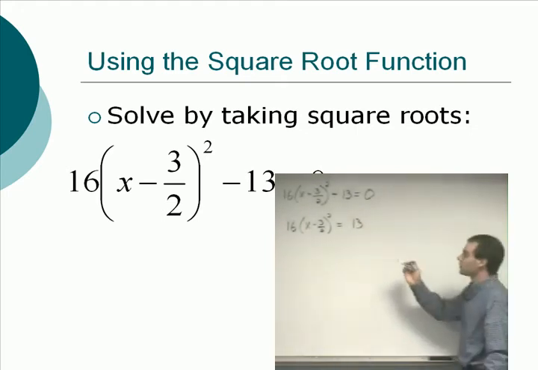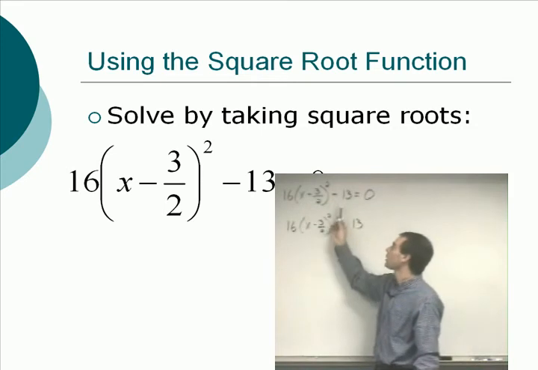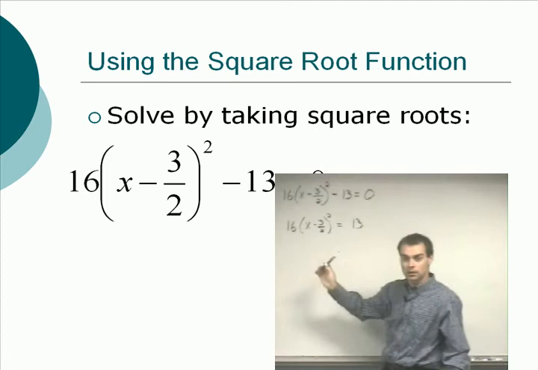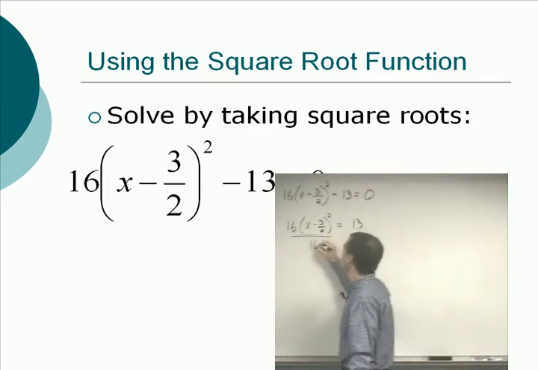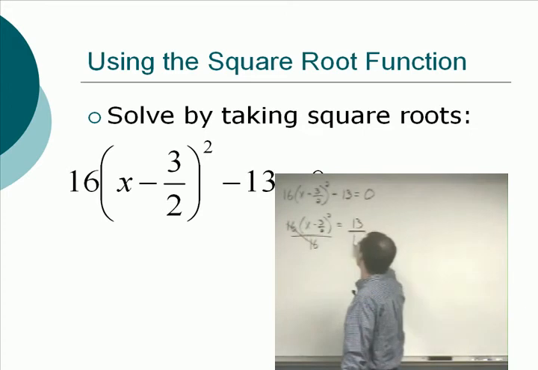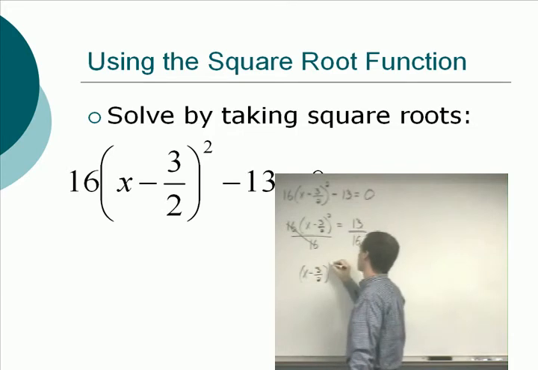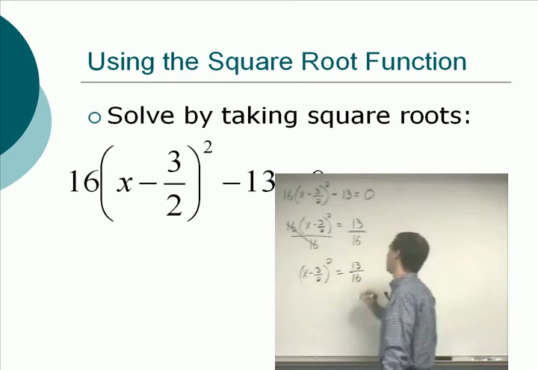Now, if my goal is to get everything stripped away from the parentheses so that I can take the square root, okay, I got rid of the 13, that's over here now. Now what do I got to do? Get rid of the 16, so we're going to divide everything by 16. So now I have (x minus 3 halves) squared equals 13 over 16.